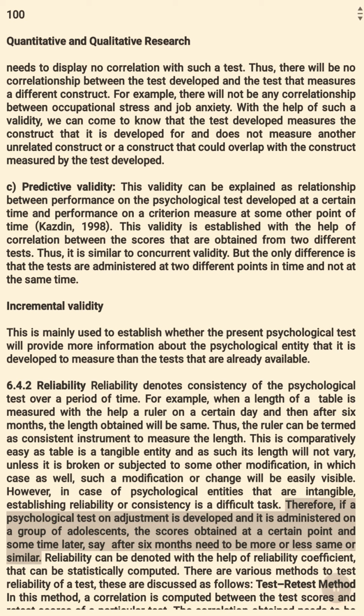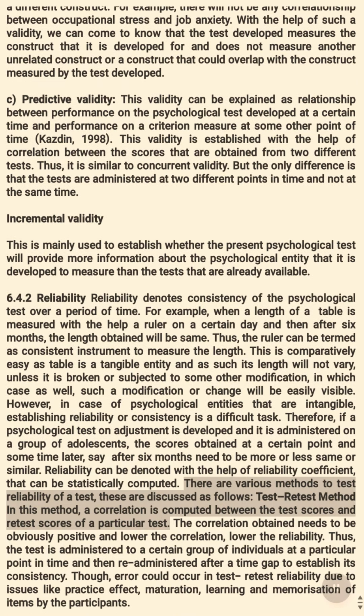Therefore, if a psychological test on adjustment is developed and it is administered on a group of adolescents, the scores obtained at a certain point and some time later, say after 6 months, need to be more or less the same or similar. Reliability can be denoted with the help of a reliability coefficient that can be statistically computed. There are various methods to test reliability of a test. These are discussed as follows.